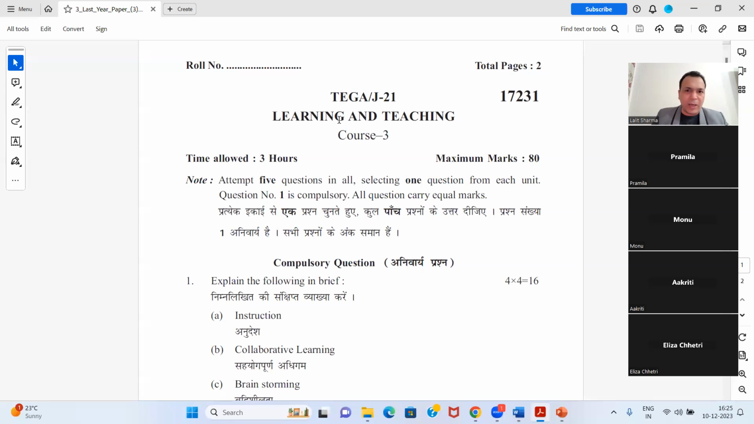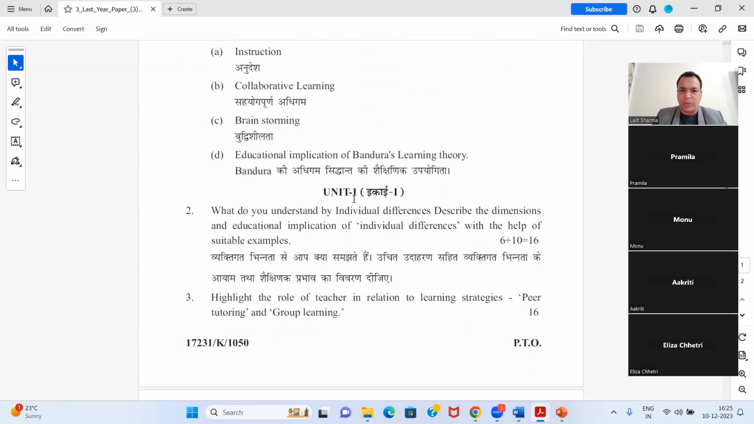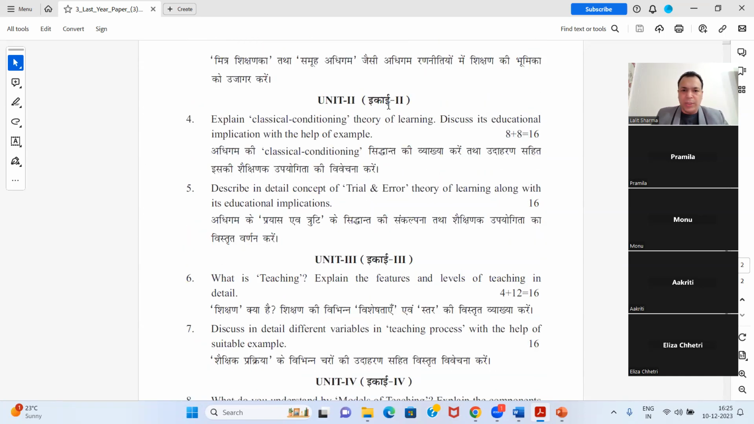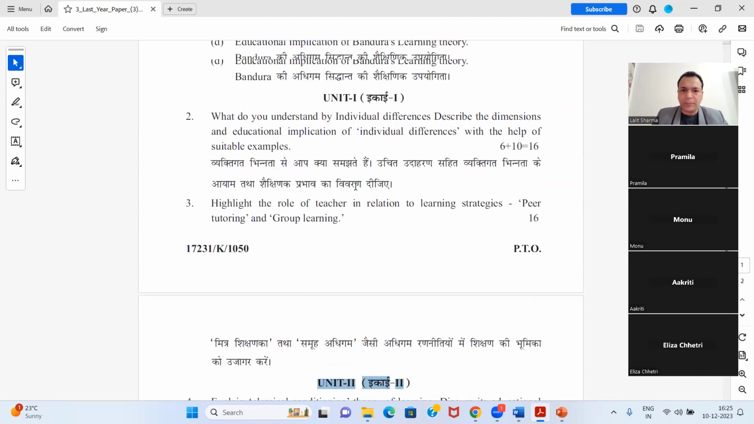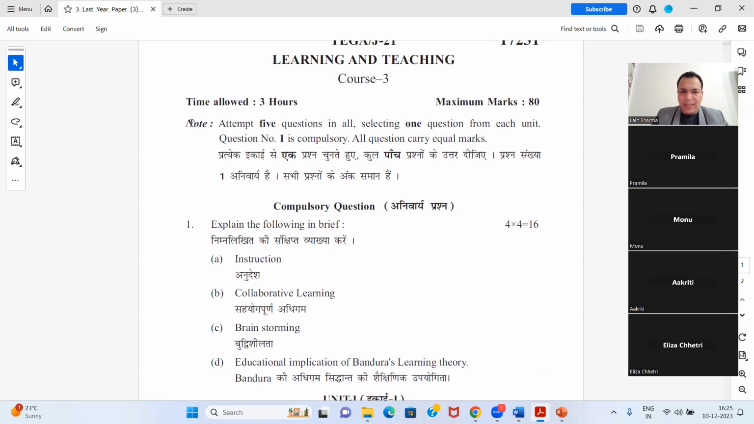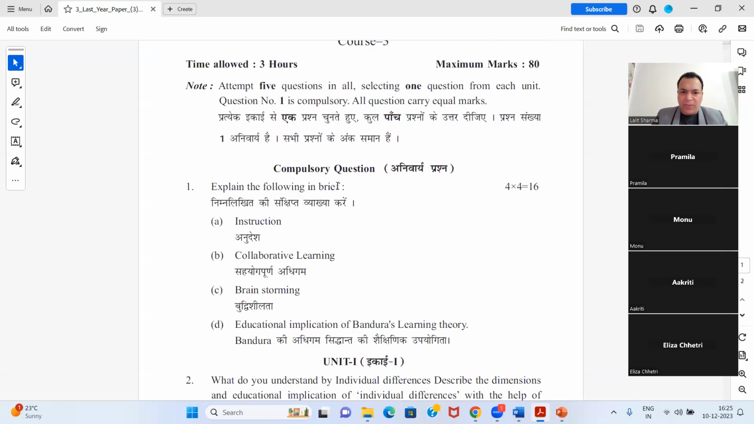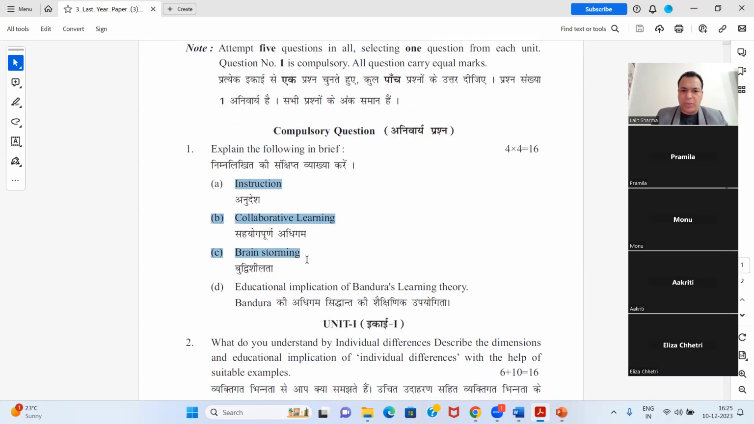Now I'm going to discuss the strategy to get very good marks. Just see that in the 80 marks paper, you have 5 sections. One is a compulsory section and the others are 4 sections: unit 1, unit 2, unit 3, and unit 4. If you read the instructions, it is written that the first compulsory question is mandatory. These are all short questions, 4 into 4, and each carries 4 marks, so 4 into 4 is 16.